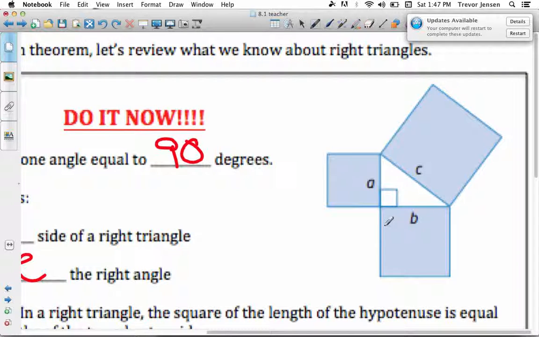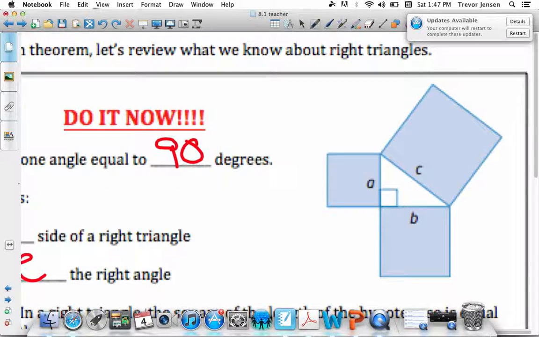What does Pythagorean Theorem tell me? Pythagorean Theorem tells me that the sum of the squares of the two shorter sides equals the square of the longer side. Okay, so let me show you. I'll use this diagram to try and help you understand what that means.